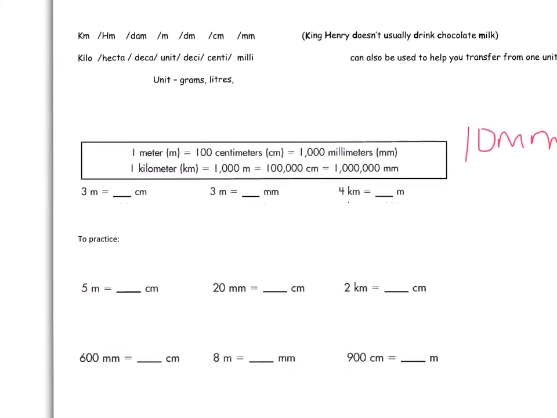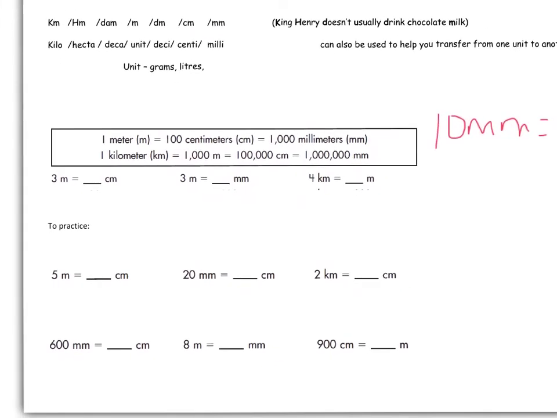5 meters to centimeters, whoops. For that one, I'm going to use my relationship about the units. Meters to centimeters, I know there's 100 centimeters in a meter. So I'm going to multiply 5 times 100, which would equal 500. So it would be 500 centimeters.